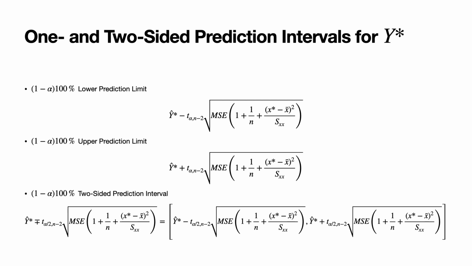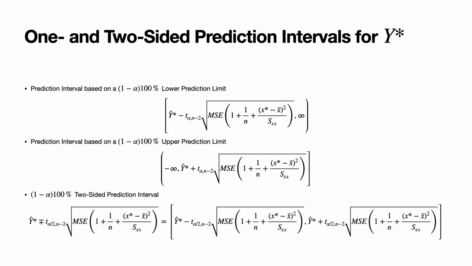And so putting all of these results onto a single slide for convenience, we have a 1 minus alpha times 100% lower prediction limit for the new response y star, a 1 minus alpha times 100% upper prediction limit for the new response y star. And then we have a 1 minus alpha times 100% two-sided prediction interval for y star.